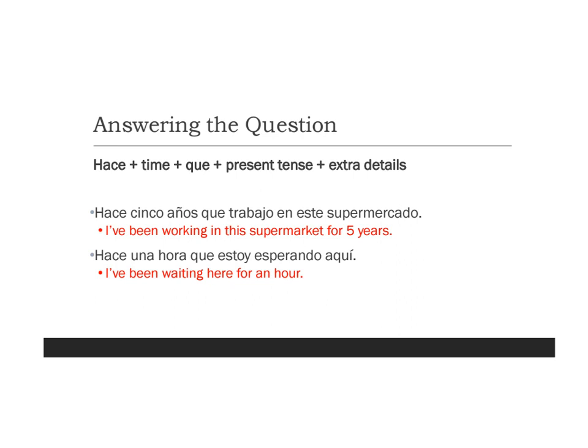So the first example I have for you is if you want to answer the question of maybe somebody asks you, how long have you been working at a certain place? And you want to say, I've been working in this supermarket for 5 years. You would say, hace 5 años que trabajo en este supermercado.